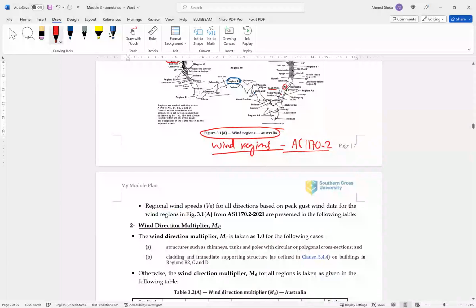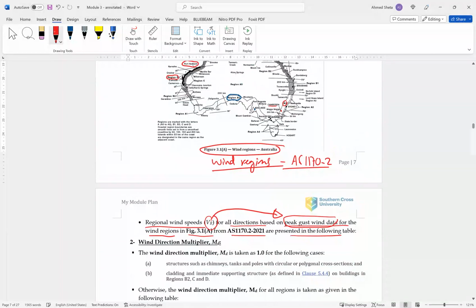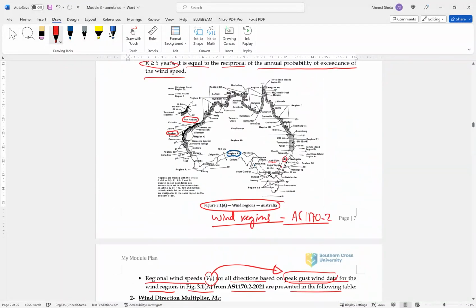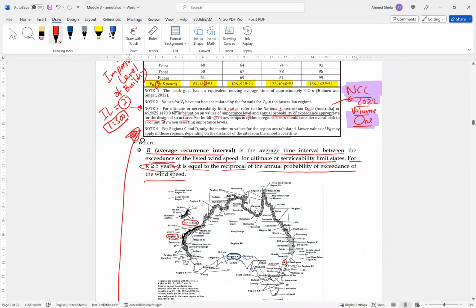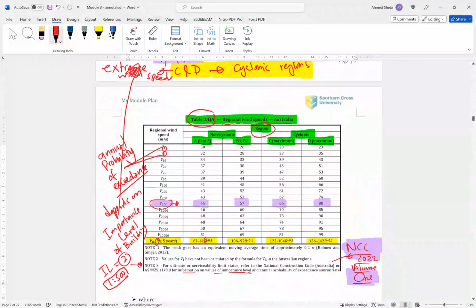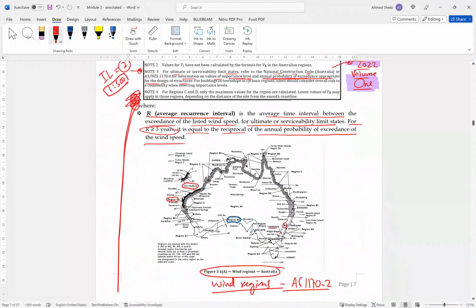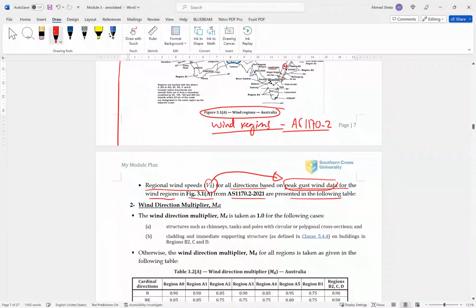The regional wind speed for all directions, VR, is based on the peak gust wind for the wind regions in Figure 3.1A, and is presented in the table. Okay, so this is for this table here. I think there is a mistake here: this title or paragraph should be before the table.